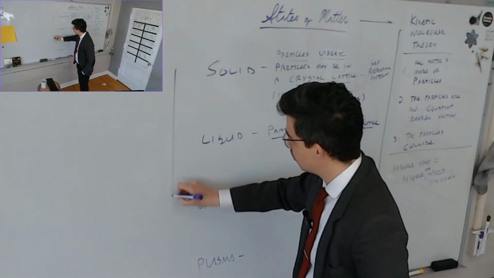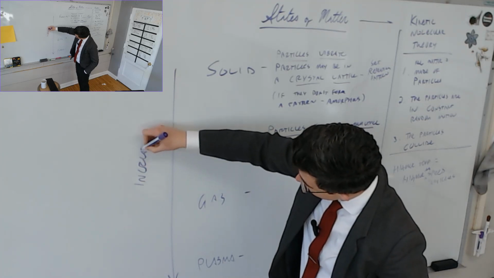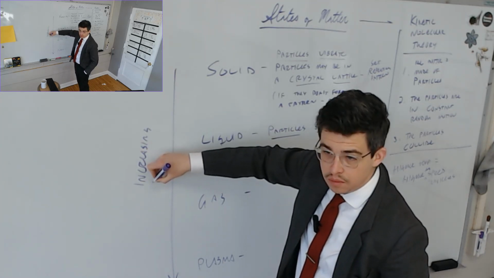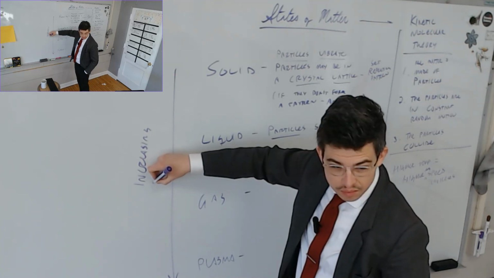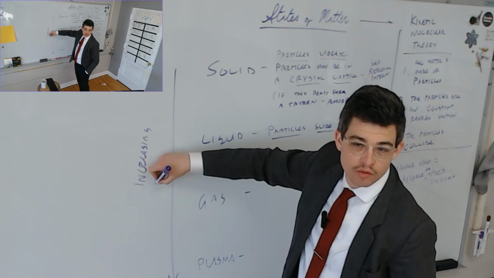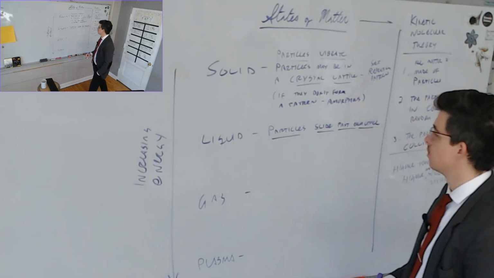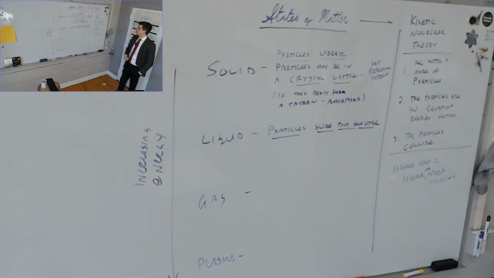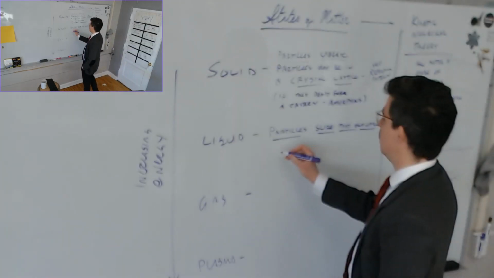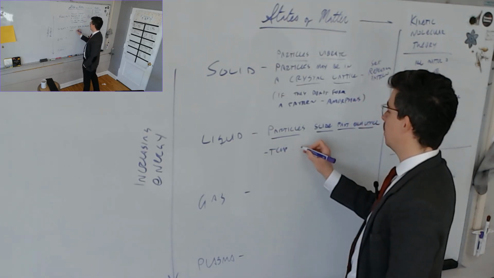If I draw an arrow over here, what are we doing as we go down this list? Increasing what? Say it in a more basic science way. We're adding what to them? What very basic thing of the universe? Energy. Increasing energy for a given substance. The particles slide past each other, and that happens at what's called the melting point. The temperature when that happens is called the melting point.